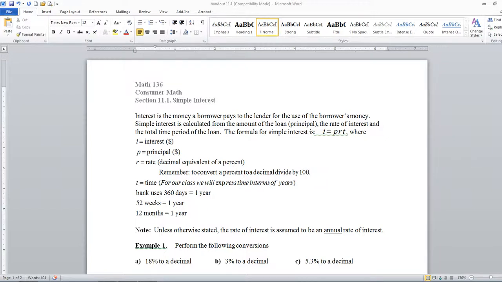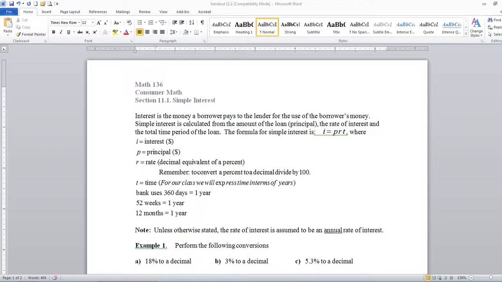Hi everybody, and welcome to Consumer Math and Math 136. We're going to open up this section with simple interest. This is interest that is not compounded. This is utilized in certain instances, but not nearly as often as compounding interest.